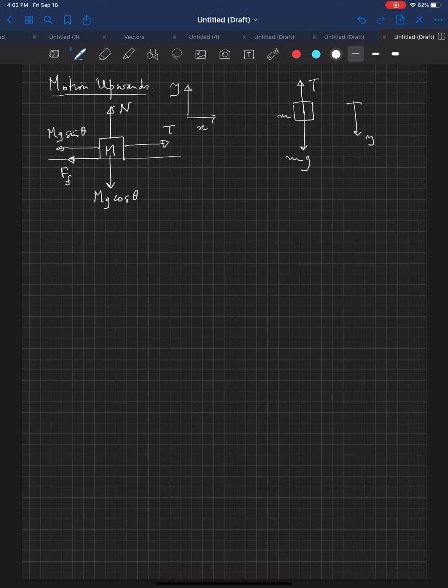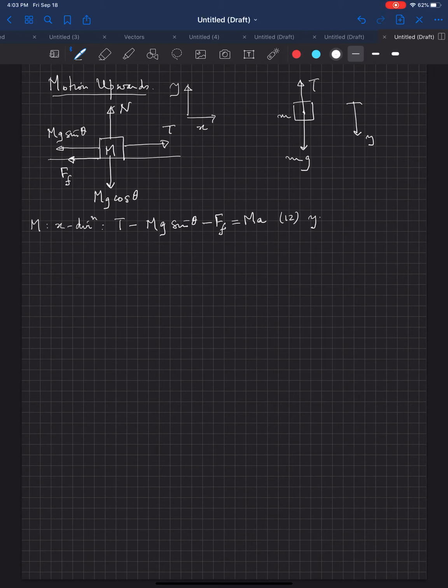So now let's write down the equations. The equations are quite straightforward. You will notice a very nice, I guess, symmetry. Okay, so let's write down the equation in the x direction. In the positive x direction, because it's going to the right, you have T to the right minus mg sine theta to the left minus Ff to the left equals Ma. And we'll call this equation 12.